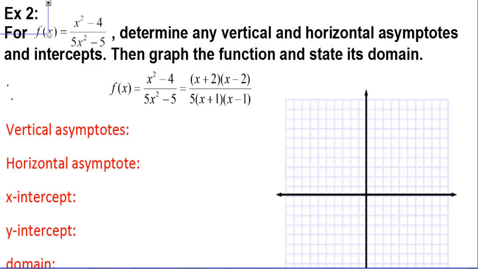Example 2, for f of x equals x squared minus 4 over 5 times x squared minus 5, determine any vertical and horizontal asymptotes. Same instructions. Well, we want to factor the top and factor the bottom. So over here, we have the top and the bottom factored.